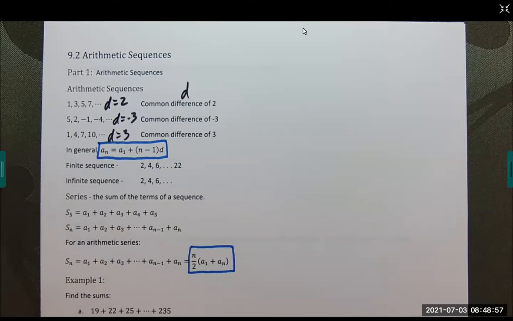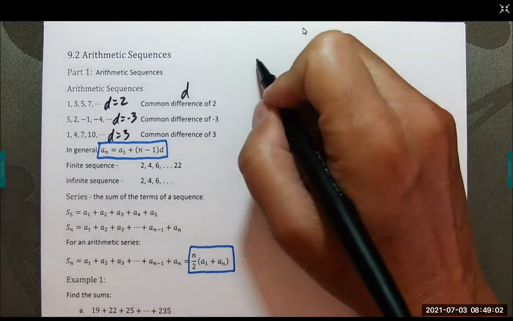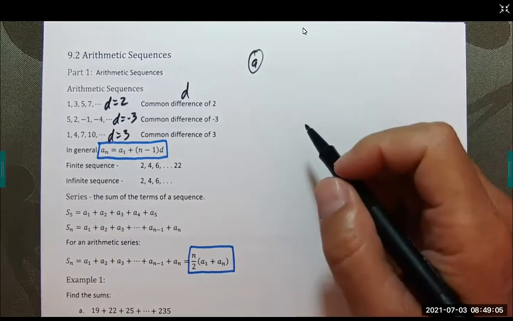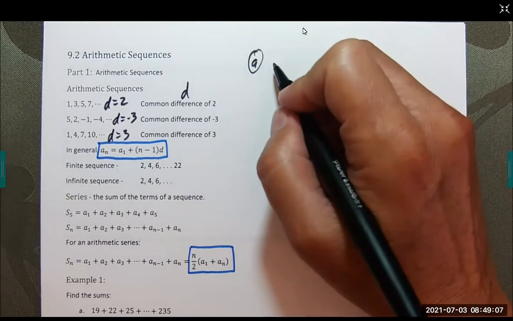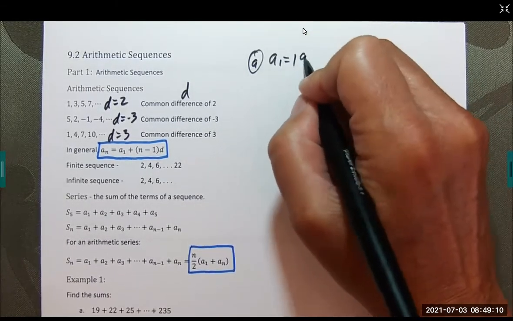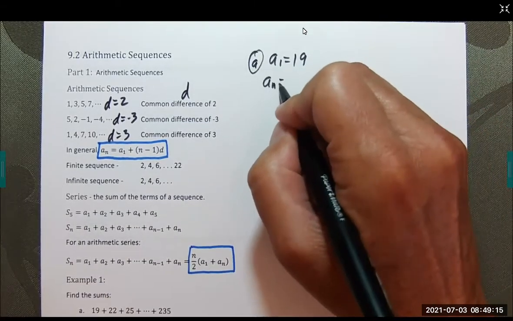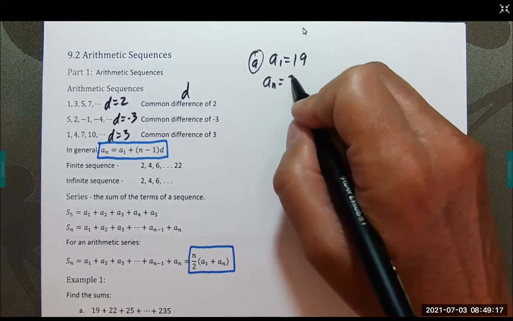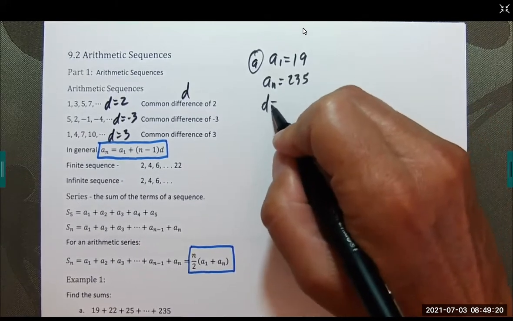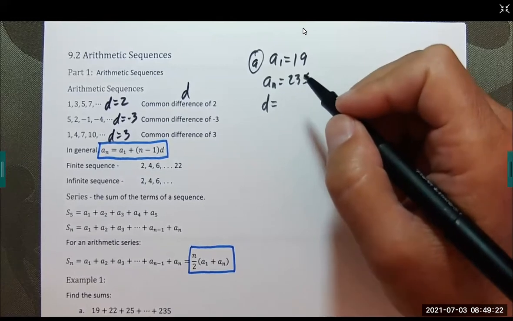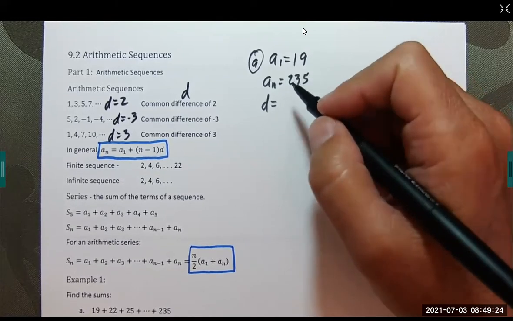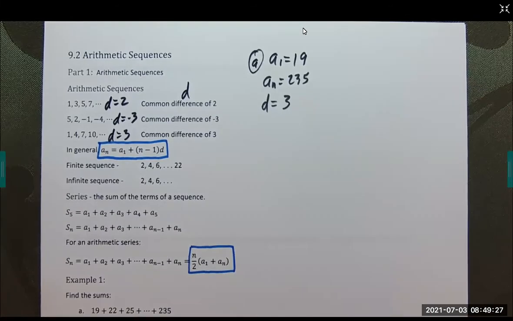All right, let's start. So I'm going to start with A here. And I'm going to start way up here just because I want the space. And we have 19 plus 22. So I'm noticing, first off, my first term is 19. The last term, which I don't know what n is in this case, is 235. The common difference is going to be 22 minus 19. That looks like a common difference of 3. And first off, I need to find out how many terms there are, because part of my formula is I need n.